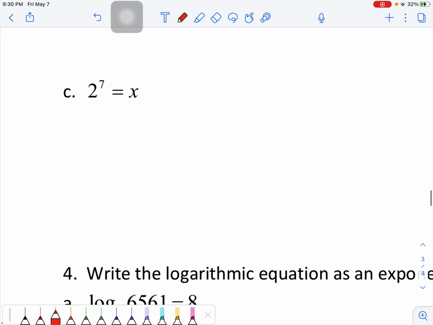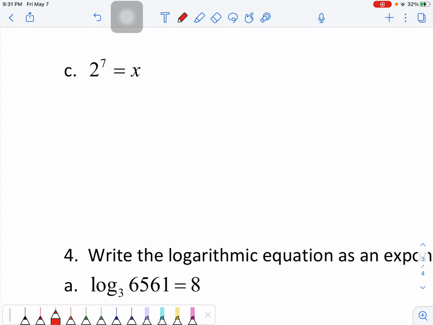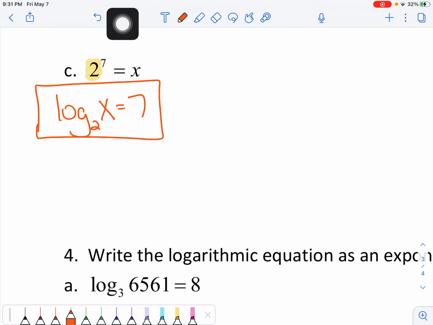All right, part C. I'm going to find the base. The base is 2 here. So this is going to be log base 2 of x is equal to 7. So the argument of the logarithm is what the exponential function is equal to, and the exponent is what the logarithm is equal to.